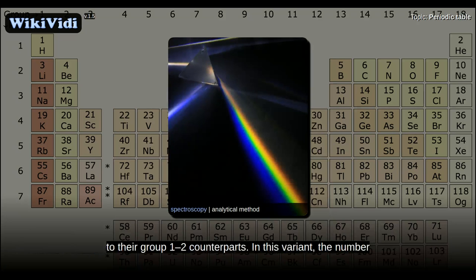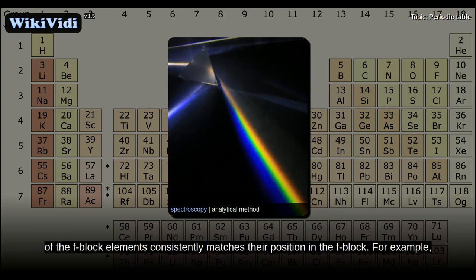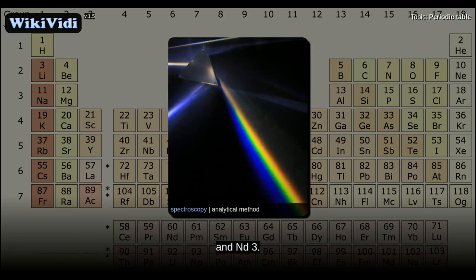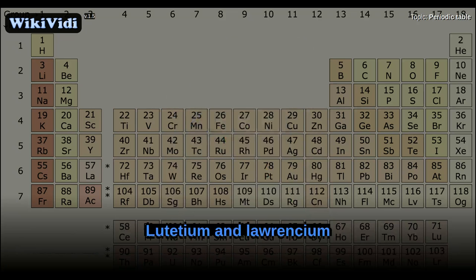In this variant, the number of f electrons in the most common ions of the f block elements consistently matches their position in the f block. For example, the f electron counts for the trivalent ions of the first 3 f block elements are Ce1, Pr2, and Nd3. Lutetium and lawrencium.